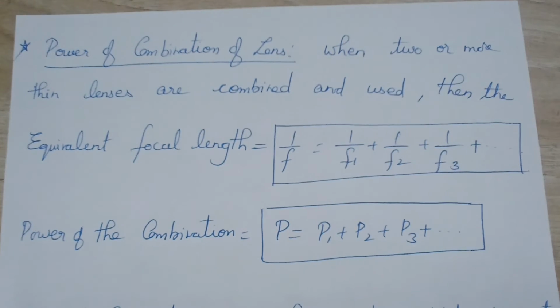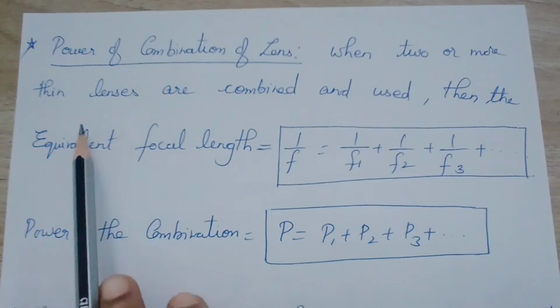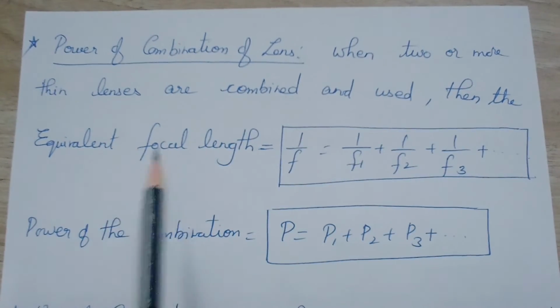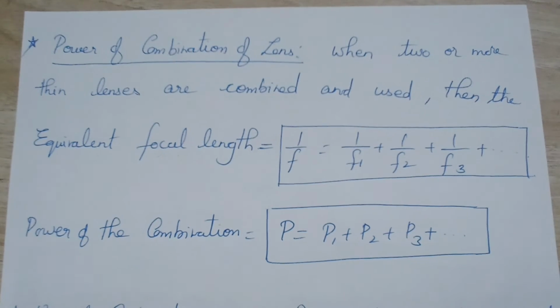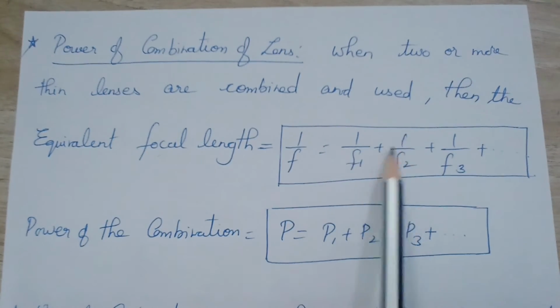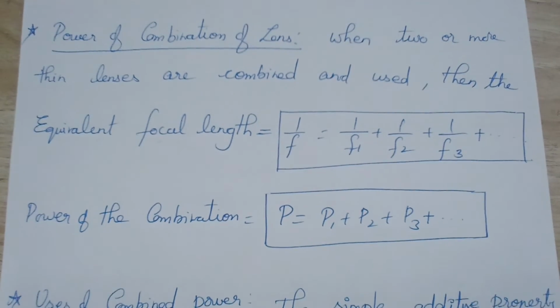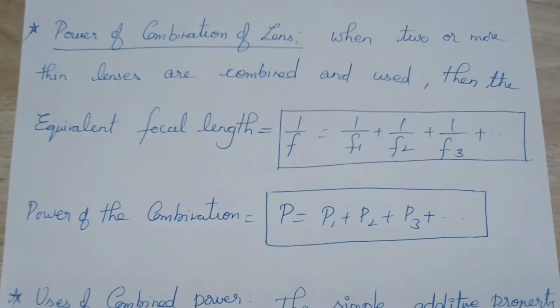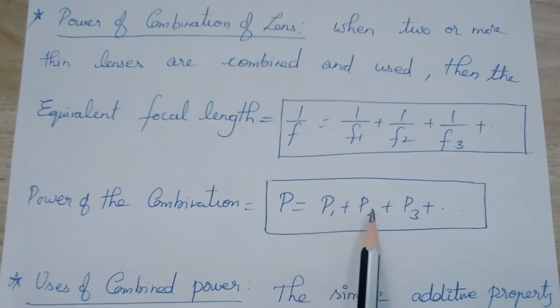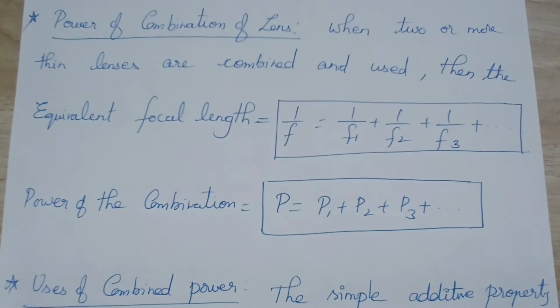Combination of powers. When two or more thin lenses are combined and used, there is an equivalent focal length. We cannot say the exact focal length, because 2 lenses or 3 lenses will be used. How will you find the focal length? The combined focal length is given by 1 by f equals 1 by f1 plus 1 by f2 plus 1 by f3, and it goes like that. Then how will you find the power of the combination? You can simply add. Power of the combination equals power of the first lens plus power of the second lens plus power of the third lens, and it goes like that. Simply we can add the powers.